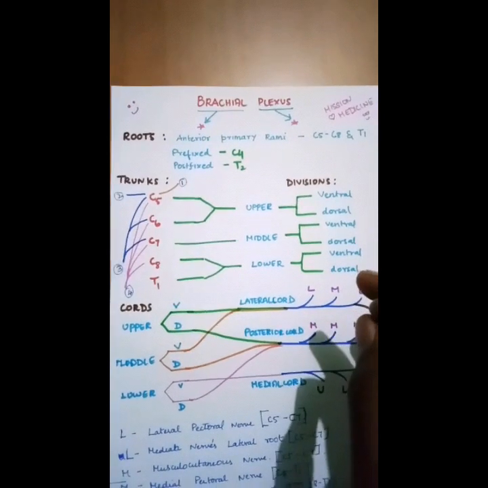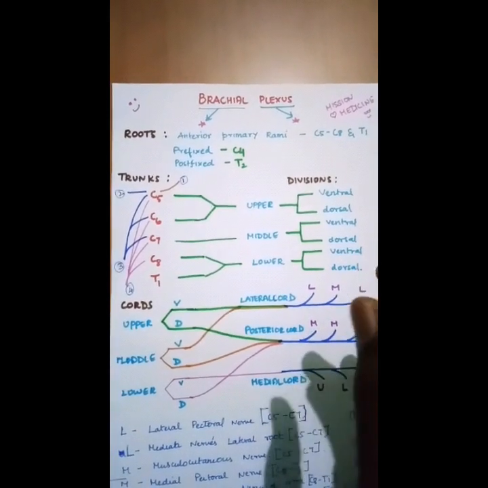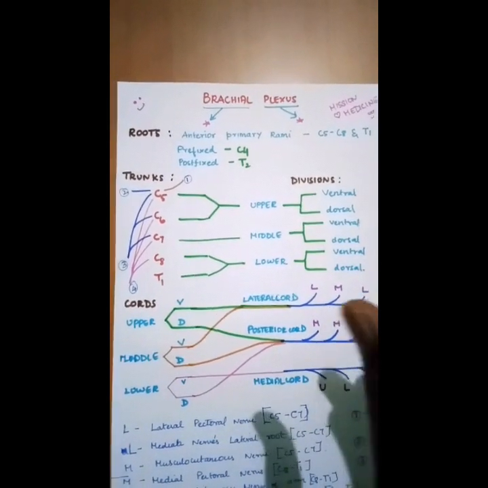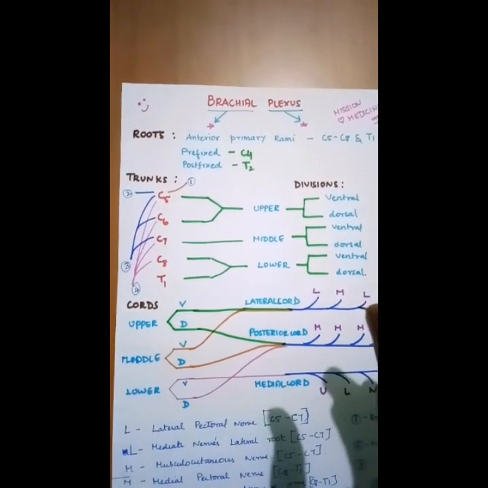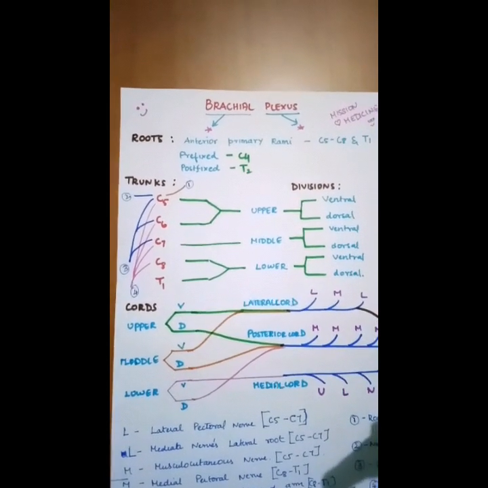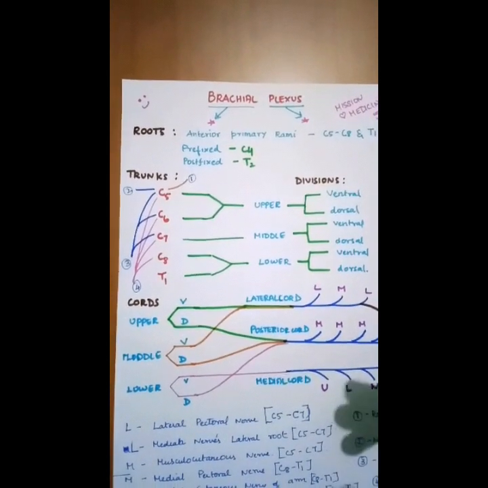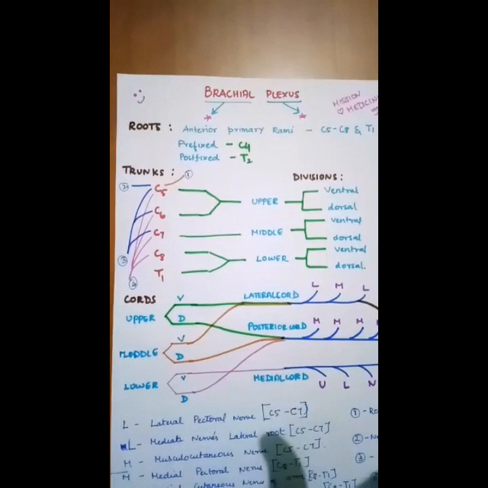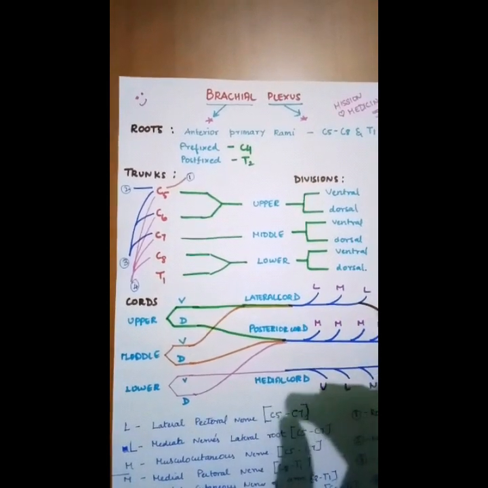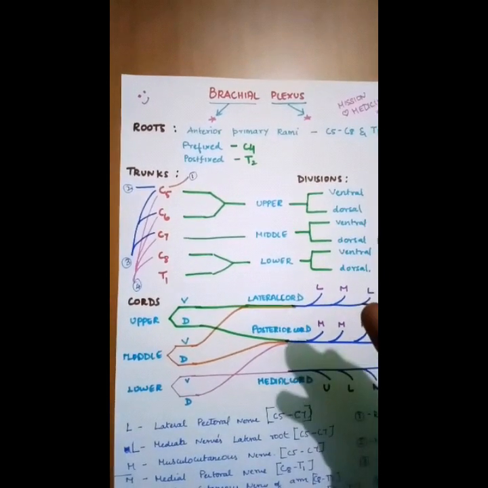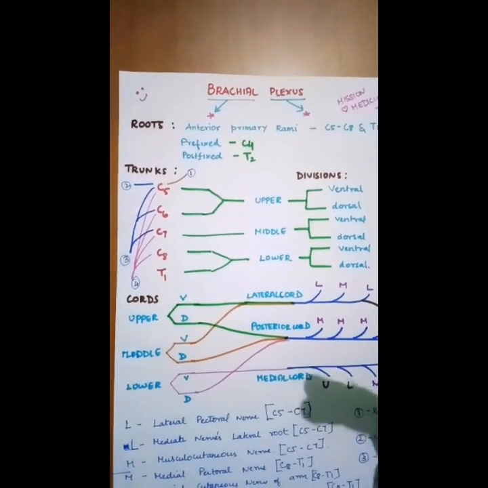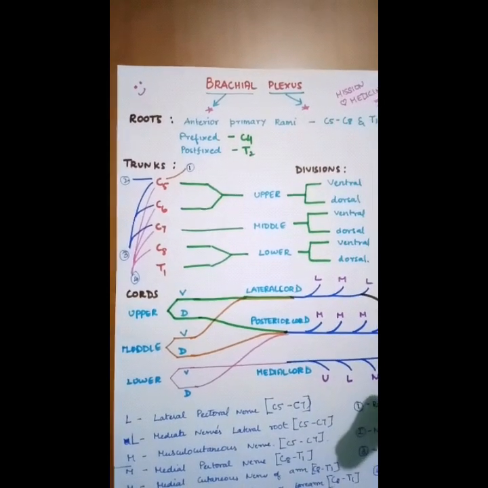Hello everyone, today we are going to discuss the brachial plexus. So first, let us understand what this brachial plexus means. Brachial is a term referring to something regarding the upper limb, and plexus is a group of neurons or interconnected nerves. Usually any plexus we can describe in terms of roots, trunks, divisions, cords and their branches.